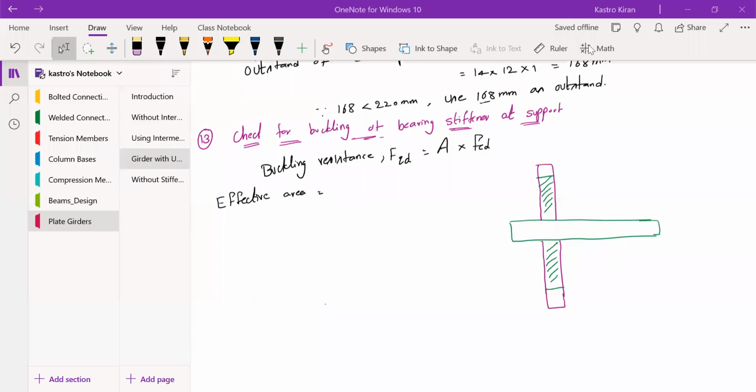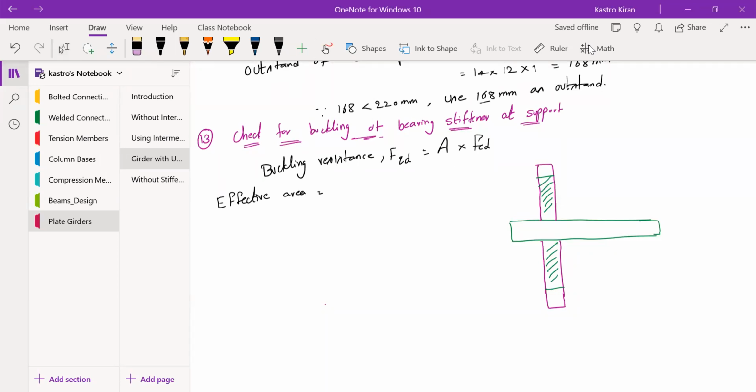In today's class, we'll be talking about the 13th step, which is you need to check for the buckling of the bearing stiffener. You know that there is a certain amount of bending or buckling in the stiffener. So you need to find out whether this buckling is within the safest possible limits or not. In order to find that out, you need to calculate the term called buckling resistance, which is given by the formula FQD equals A into FCD.